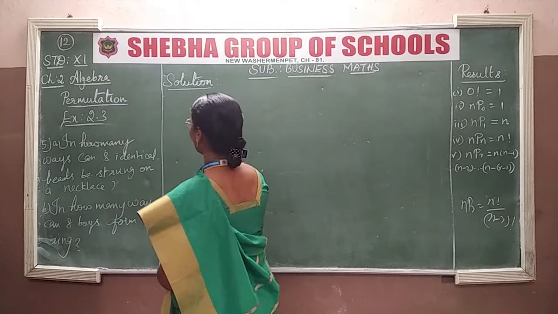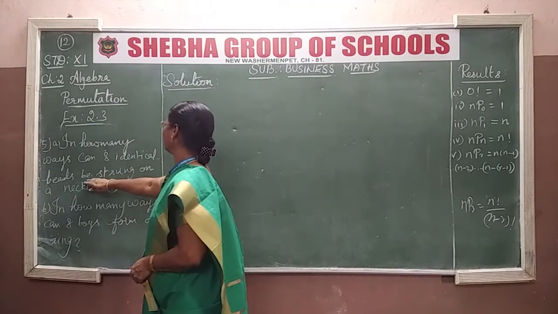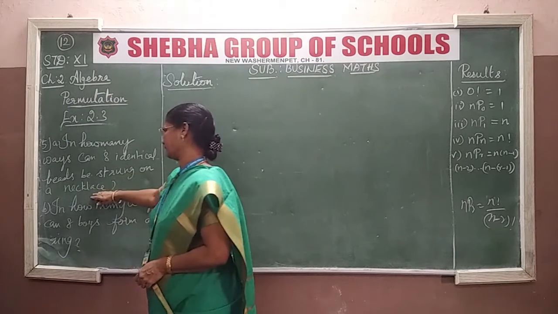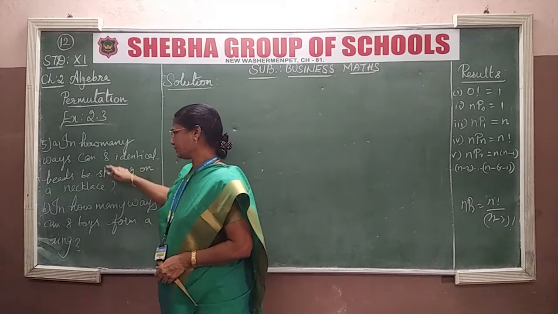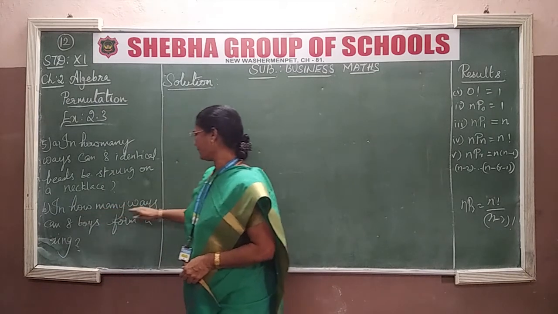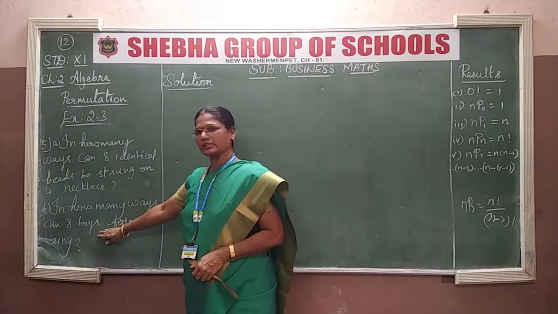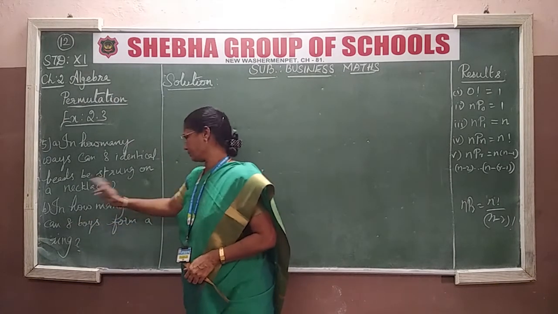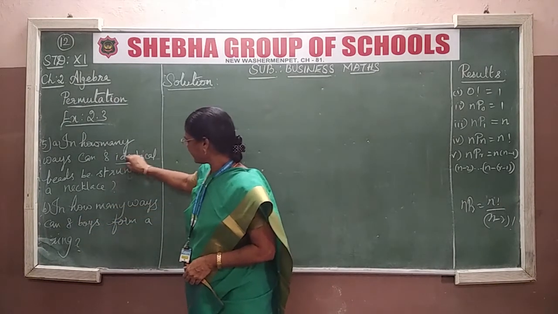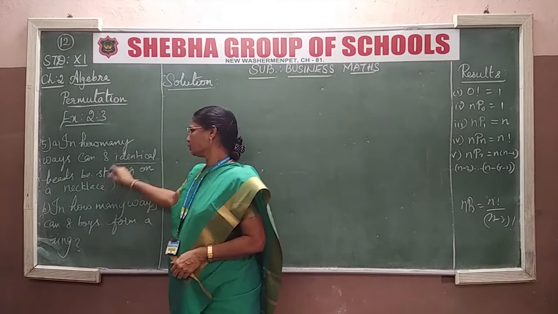Let us go for the fifth sum. In how many ways can 8 identical beads be strung on a necklace? Strung on a necklace means it is a circular permutation. Next, in how many ways can 8 boys form a ring? This is also a circular permutation. Ring means circular permutation, and here the beads are given as identical, and we know very well boys are not identical. Using the formula.